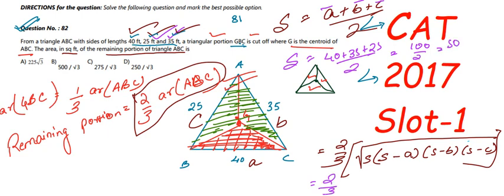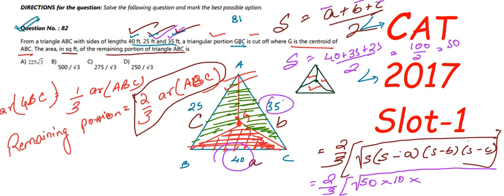So let's put the values here. Here we have 2 by 3. In brackets we have root over 50 into s minus a, that is 50 minus 40, that will be 10, into s minus b, that is 50 minus 35, which is equal to 15, into s minus c, that is 50 minus 25, so it will be 25. So here we have 50 into 10 into 15 into 25. So let us solve this.